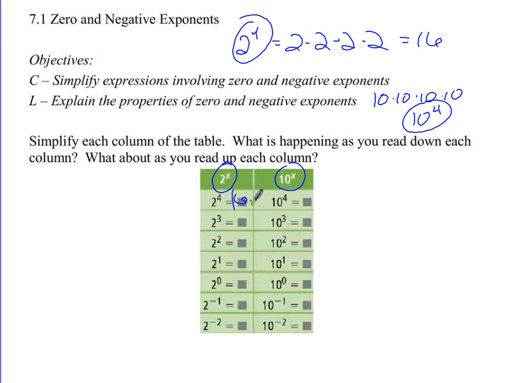It's 8, not 6. 2 times 2 times 2 is 8. What about 2 to the 2nd power? It's 4. That's 2 times 2, because this says take 2 and multiply it times itself twice. Always think of it that way with your exponents. What about 2 to the 1st power? It's just 2. We're not actually multiplying 2 times itself. It's just 2. Well, then the question is, what is 2 to the 0 power?